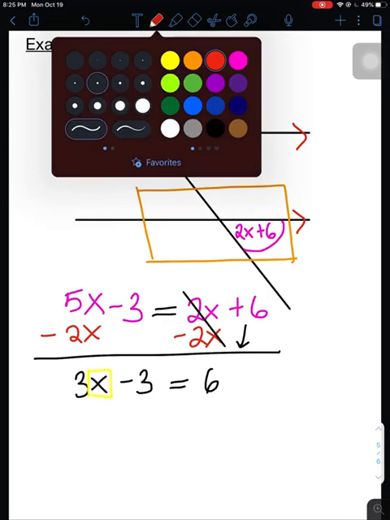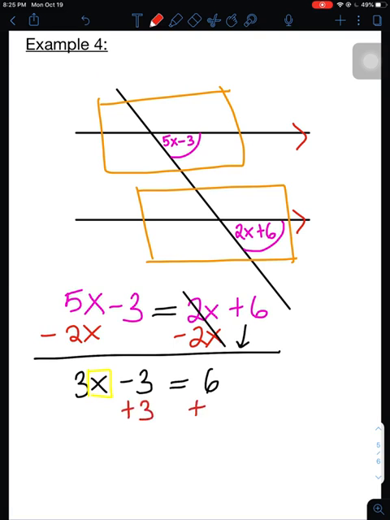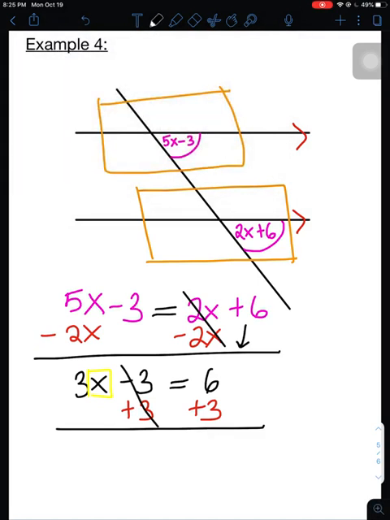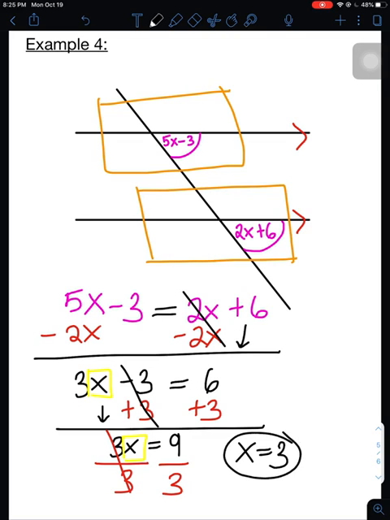Remember, my goal is to get the x all by itself. Now I'm going to add 3 on both sides to get rid of that negative 3. That'll cancel out. And let me bring down my 3x. 6 plus 3 is 9. I said 9 and I wrote 3. 9. And now my last step to get this x all by itself. Remember that when you have a number and a variable together like this, they're being multiplied. So I got to do the opposite. So I got to divide by 3. I'm going to divide by 3 on both sides. Cancel that out, and x is equal to 3.